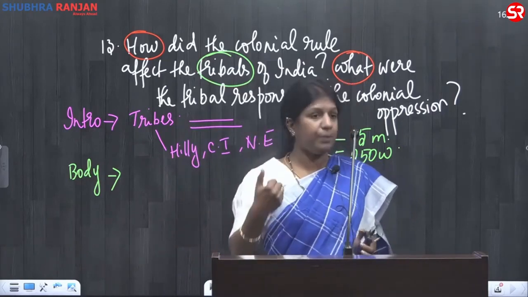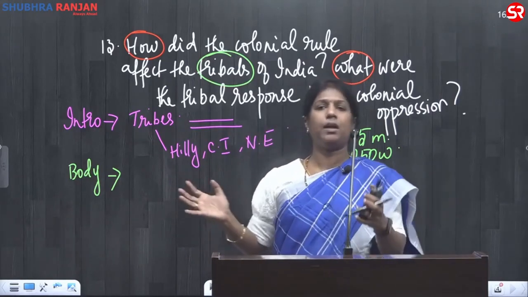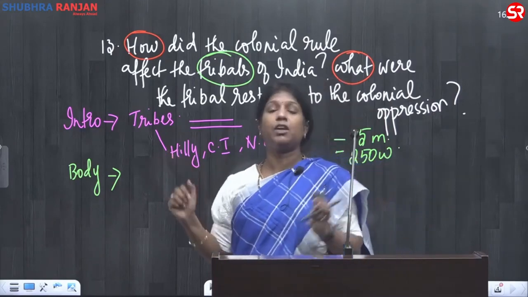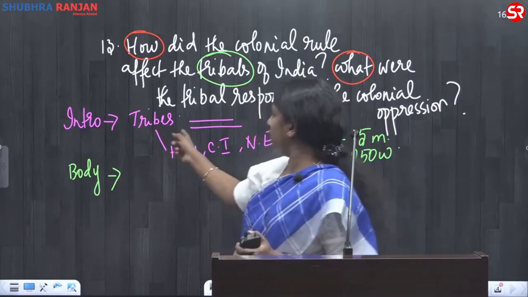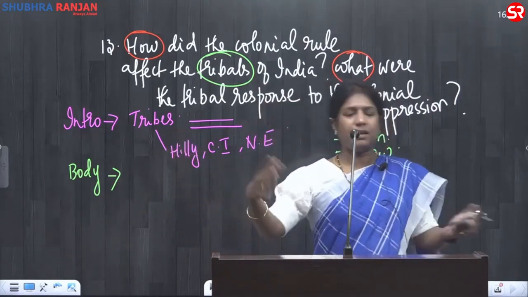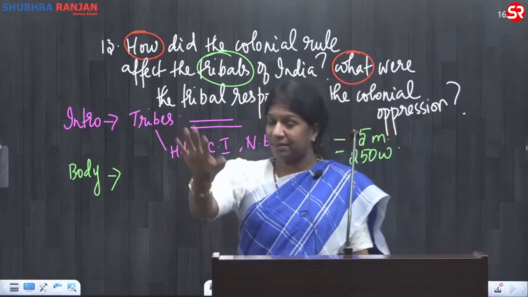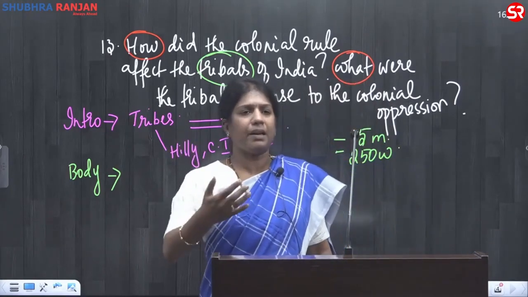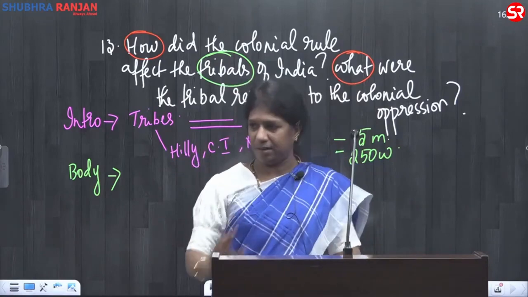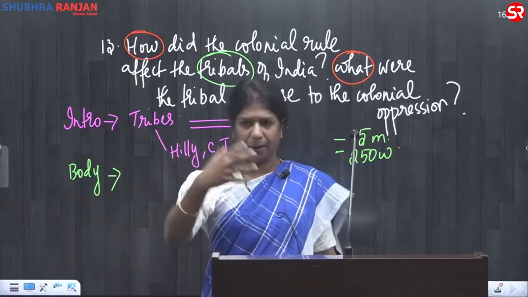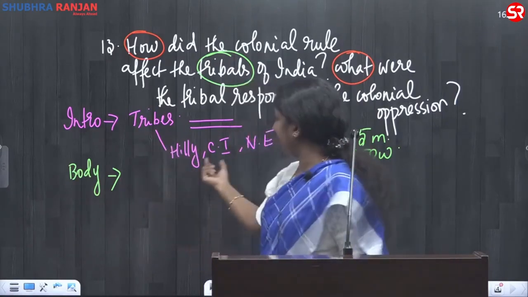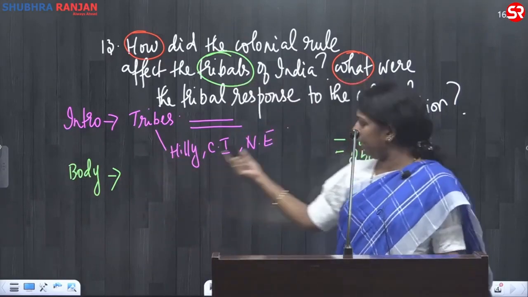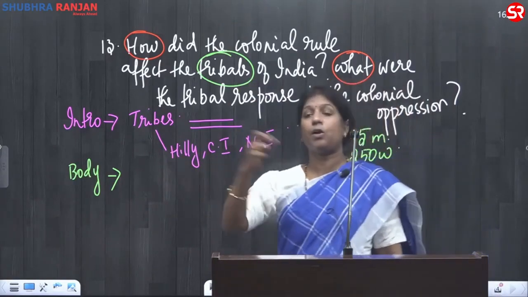They couldn't fight with them. Whenever colonial oppression takes place, they come with a huge army. So whenever the Britishers entered these regions, the tribes could not fight against them at that point of time. So automatically they succumbed, they surrendered. So their lands were all occupied. Many lands in central India, many hilly tribal regions, and many northeastern kingdoms were all annexed.